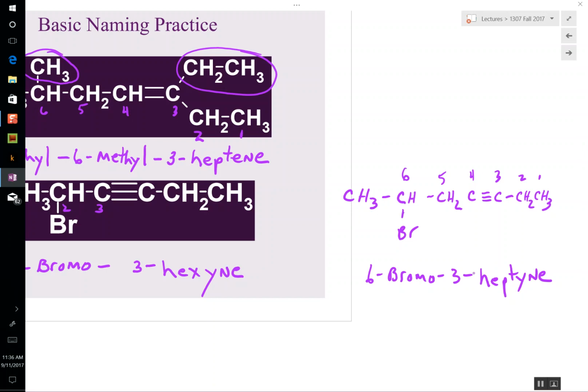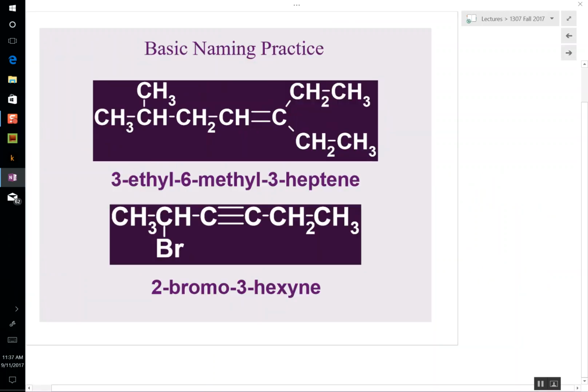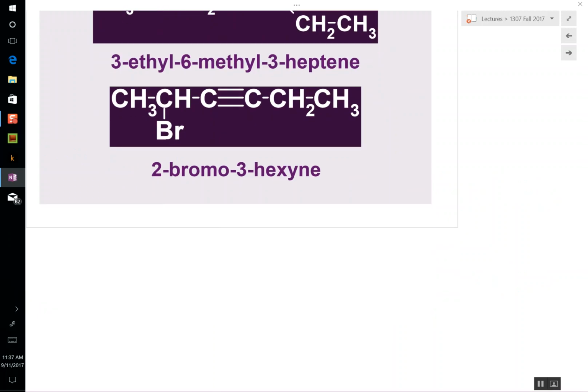So the substituent, here we took the substituent into consideration because it did not affect how we numbered that functionality. But over there, we ignore it because we want the lowest number for the triple bond. There you go. Those are the names: 3-ethyl-6-methylheptene, 2-bromohexyne.